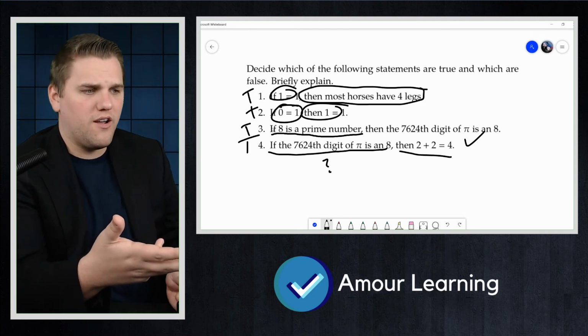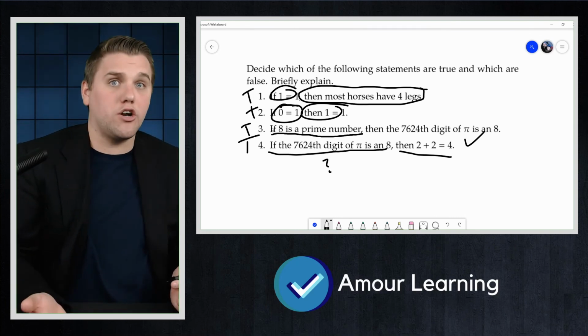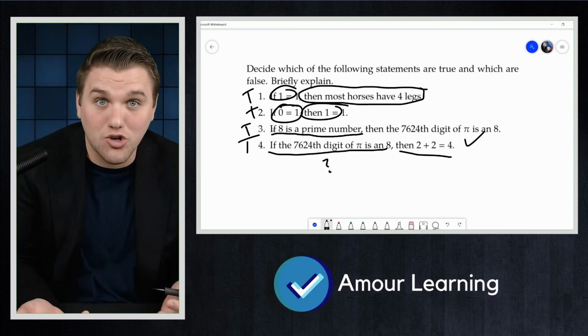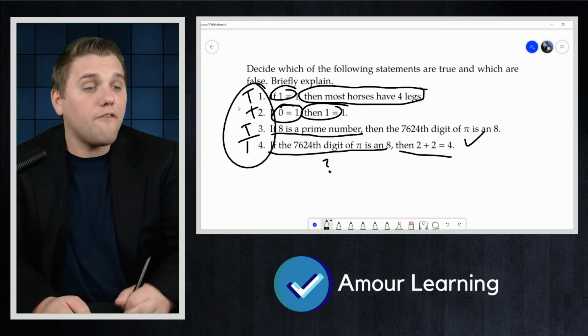2 plus 2 equals 4. Good luck showing that's false. That's going to be really hard to show because it's not false. It's true. So for that reason, all 4 of these statements are true.